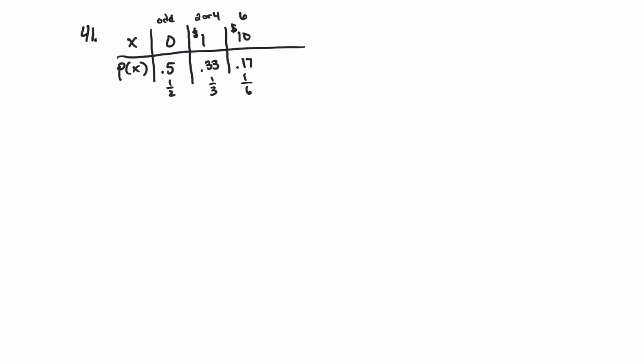Number 41. I don't believe this one was on your list of questions, but I think it's a good question to go over. This goes back to chapters, I believe, 16 and even into 17 just a little bit. This one is asking us to look at a probability distribution table, right?